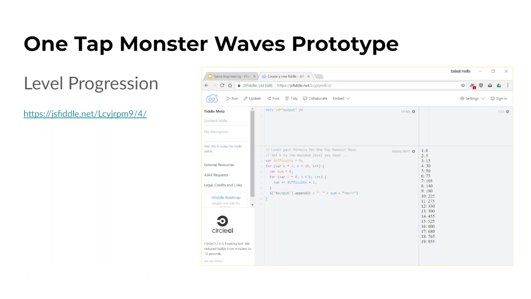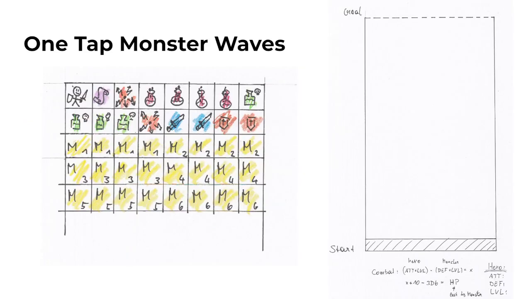So the first thing we had to think about is when to change a level. And then we had this nice thingy of trying to make it bigger, but not doubling it all the time. You know, typically these experience curves go exponential, but we didn't want to do that, so we tried out this formula and then used it. And later on I actually did this one-tap Monster Waves paper prototype, because then we could test out the whole idea.